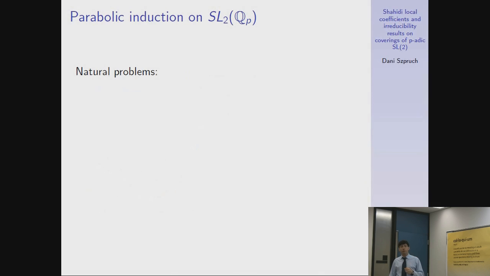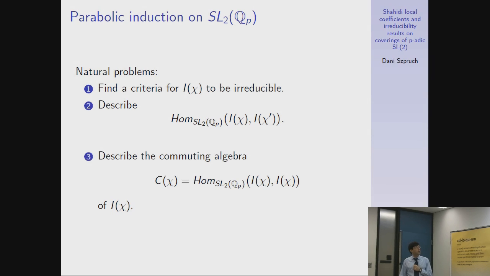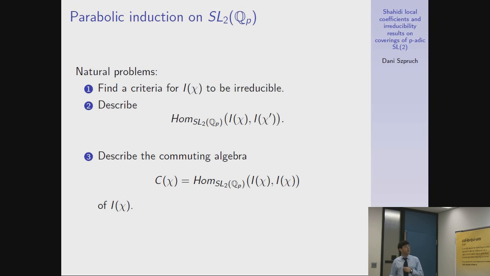So here are the natural problems. Find a criterion for this I(chi) to be irreducible. Namely, when do we know that we don't have any invariant subspaces? Describe the homomorphisms between two inductions. I mean, how much redundancy do we have? How many repetitions do we have between different inductions? In particular, what's the commuting algebra of I(chi), the homomorphisms from I(chi) to itself?